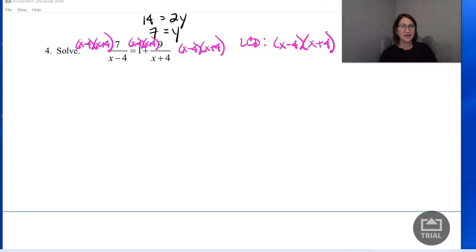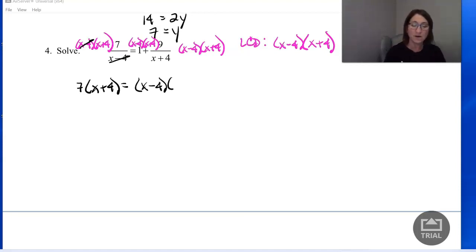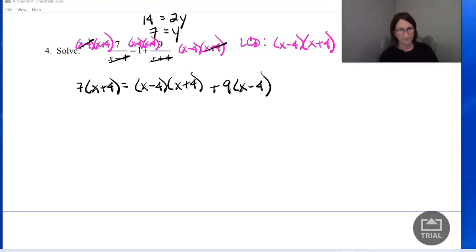Okay, let's go ahead and reduce. So the x minus 4 is reduced. So on the left side of my equal sign, I have 7 times x plus 4. Then equals. Then I've got x minus 4, x plus 4 times 1. So that's just going to give me x minus 4, x plus 4. And then on my next term, my x plus 4 is reduced. So I've got plus 9 times x minus 4. All right. So now let's go through and simplify this. I'm going to start by distributing the 7 on the left.